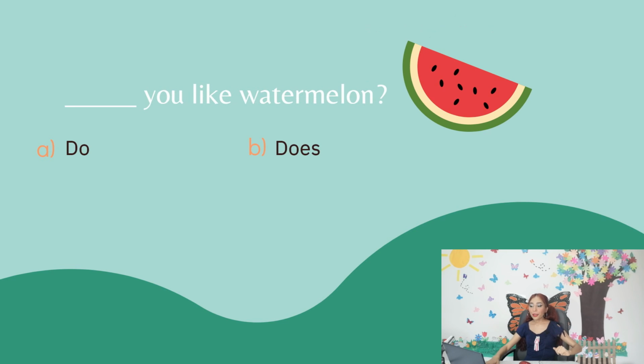That's it. Okay? So now we have one more. Blank, you like watermelon. Pay attention to the subject. Is it letter A, do, letter B, does? The correct answer is, do you like watermelon? Remember, do is always used with subject you. Okay, do you like watermelon? Excellent job. And that's it, kids.